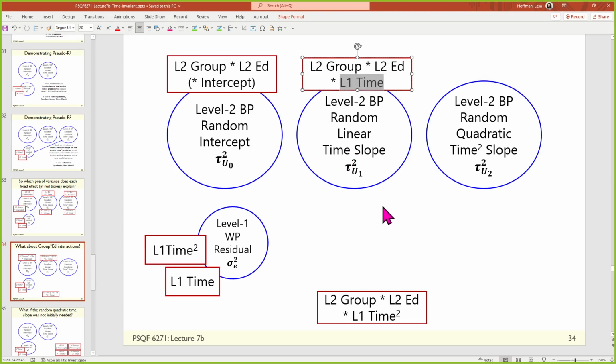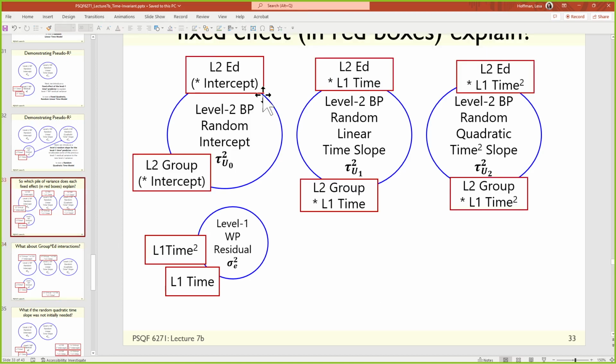And the same regular rules of interaction terms would apply. Having this three-way interaction in the model implies that you have all of the corresponding main effects and all of the corresponding two-way interactions. I just didn't borrow the boxes from the other slide because it was going to get too messy. But these would all have to still be here.